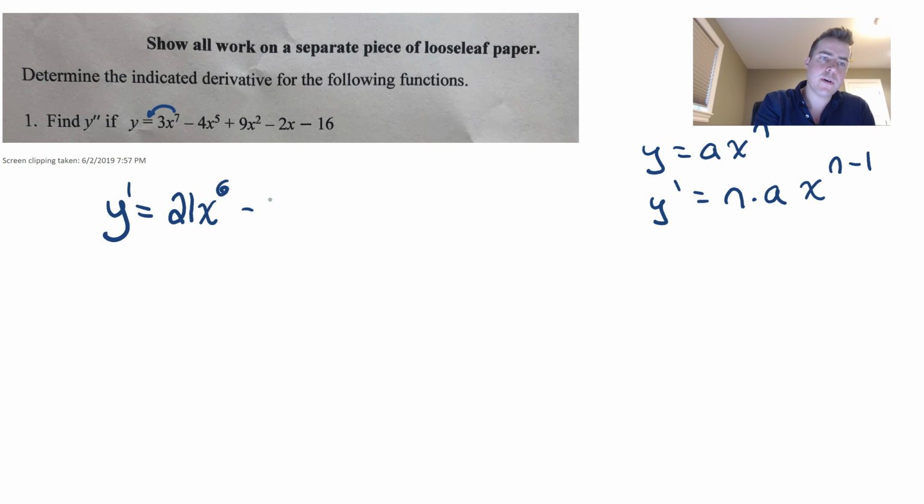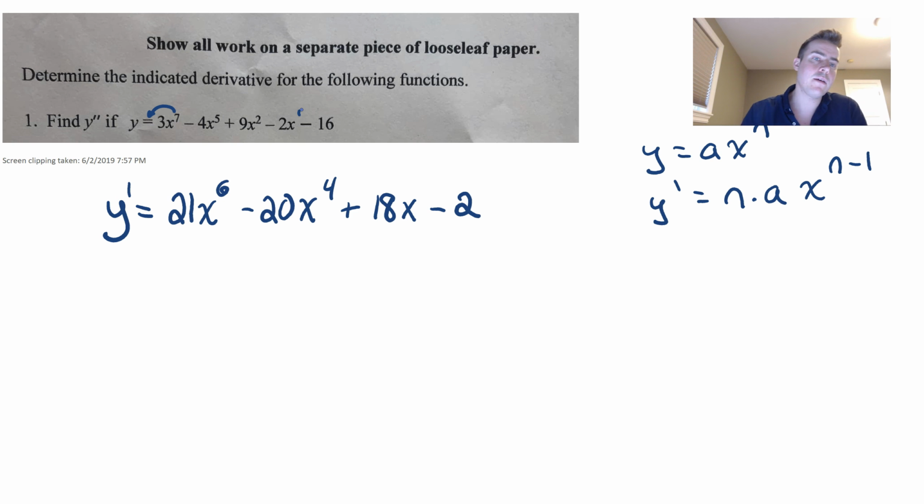Bring the 5 down in front. 5 times 4, 20x to the 4th. Bring the 2 down in front. 18x to the 1st minus 2, because this is like a 1 up here. So bring the 1 down in front, x to 0 just becomes 1. So that would be the first derivative, and then you just have to do this a second time.